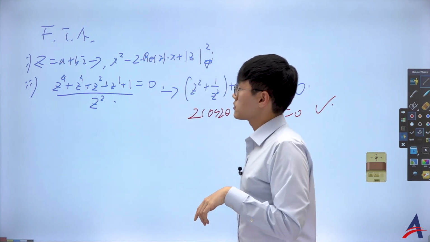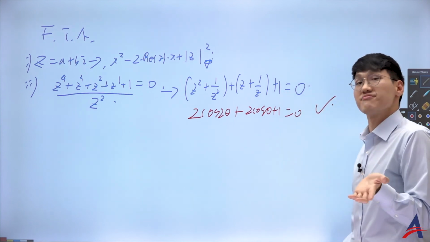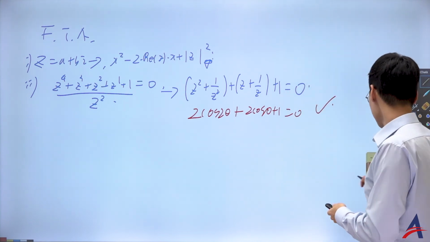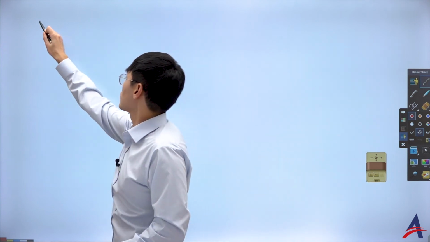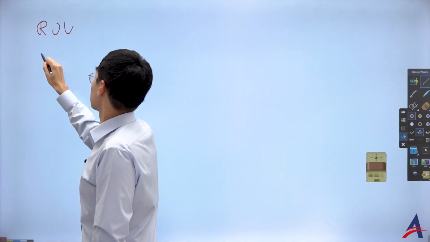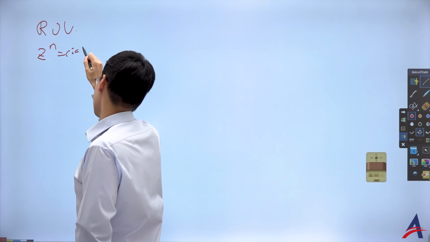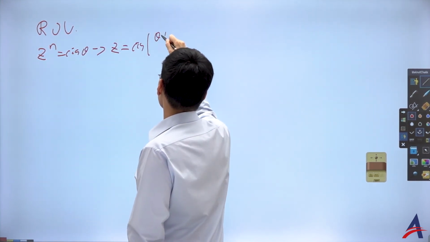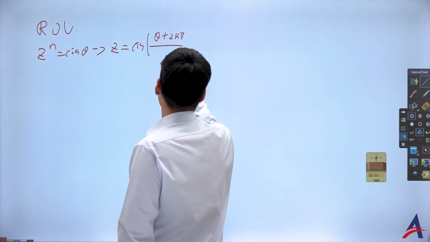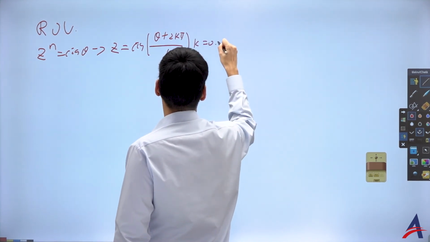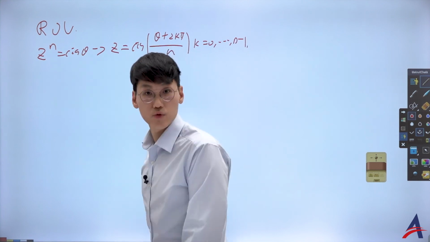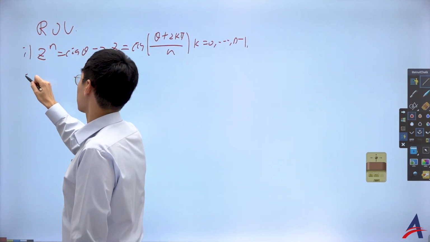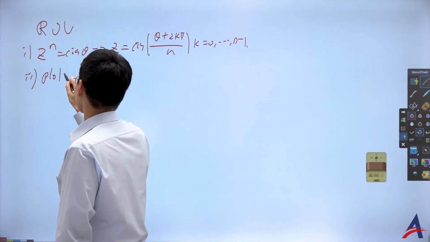What else for the fundamental theorem of algebra? Nothing much, right? It's very trivial. But for the roots of unity, please remember the formula. What is it? z to the power of n equals cis theta, so z equals cis of theta plus 2k pi over n, k equal to 0 to n minus 1. Those are the distinct roots. And please be able to plot them in the Argand diagram.